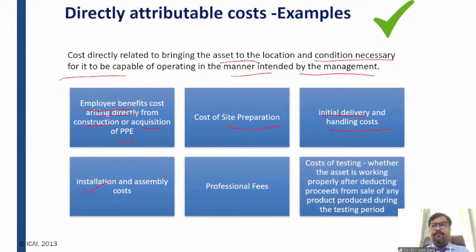Cost of testing, for example, you have seen that in case of metro, they are doing a trial run. In case of factories, they are doing a trial run. So they are testing whether my asset is in line with what my intention is or not, right? They are doing a trial run to check whether the asset is working properly or not. So those trial run expenses are also going to be capitalized. These are the directly attributable costs. But if there is some output or some revenue from the trial run, that revenue or output has to be deducted from the cost of the trial run.